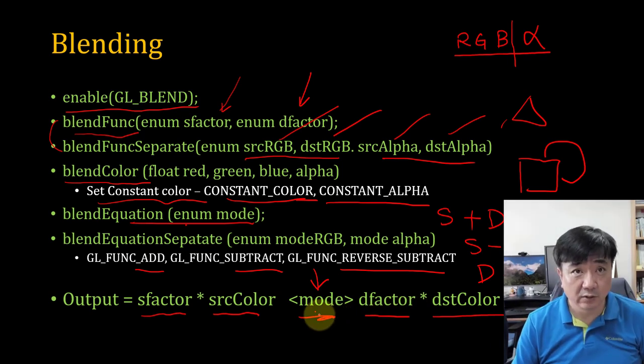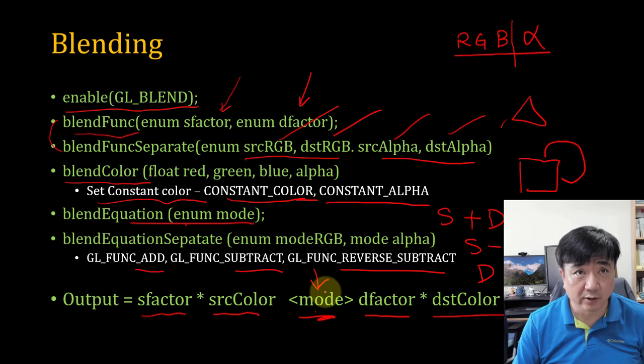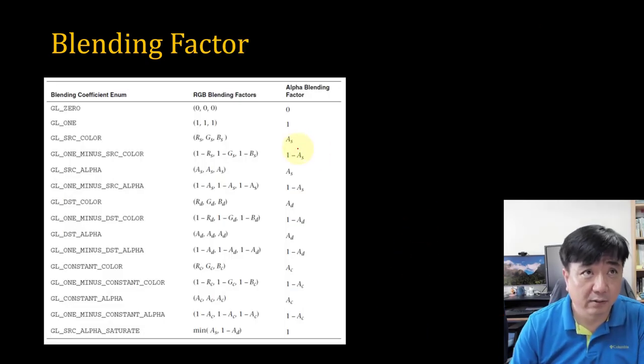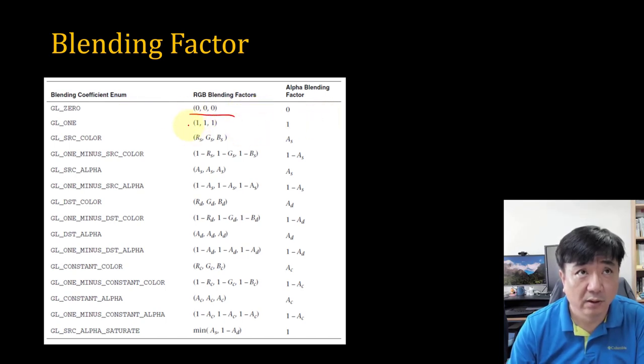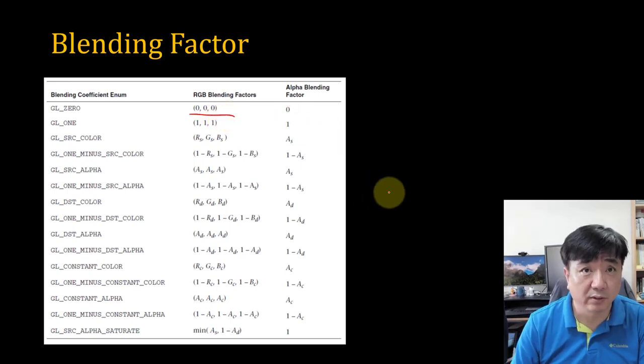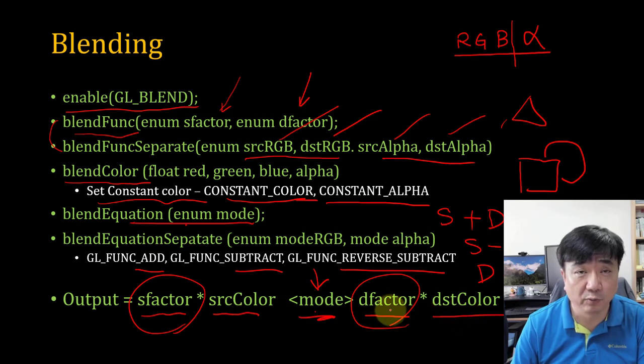Normally the equation is addition, and we should know how to set the S factor and D factor. The blending factors, there are more than 10 of them. Zero is set to zero. If we use GL zero as the factor, then the source color or destination color will be cleared. And GL one means we don't change anything. So if we use one, the source color will be maintained, and if we use one for the destination, the destination color will be maintained. If we use the equation with plus, then source color and destination color will be added.